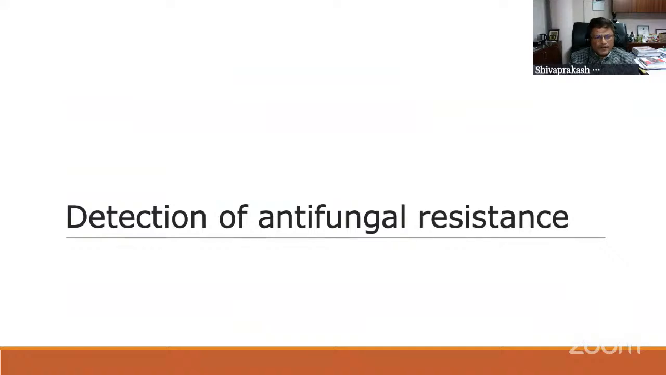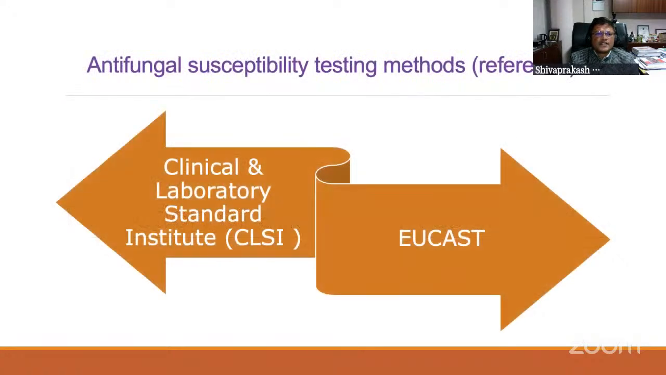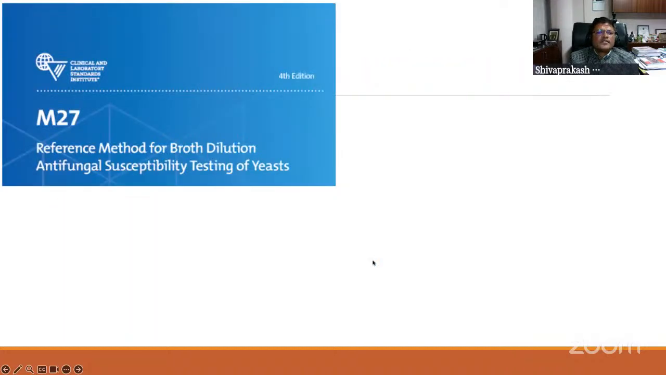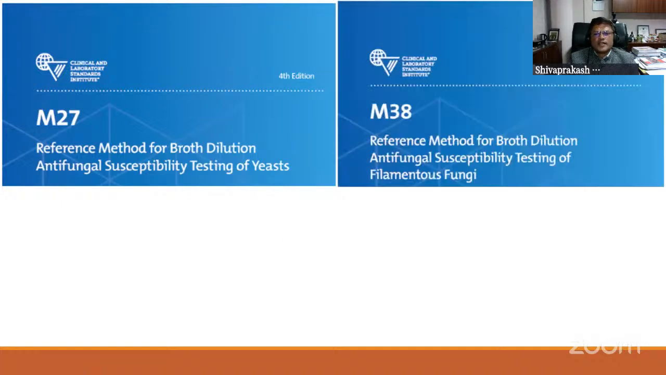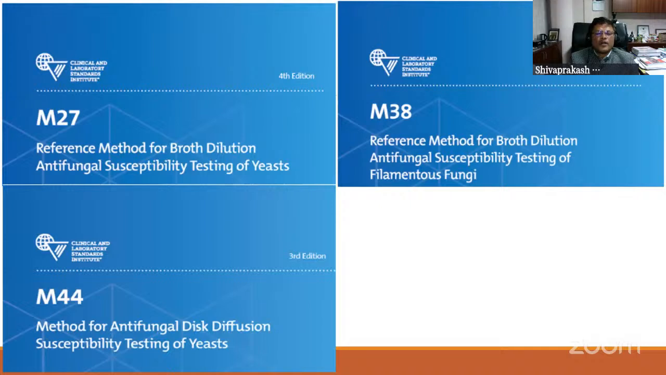So, coming to a few words about antifungal resistance testing. You have two standard methods, EUCAST and CLSI. Nowadays different protocols are there: M27 for yeast, M38 for molds, and M44 for the disk diffusion method. The major standard method available is the microbroth dilution method. This is the major standard method of doing the testing.